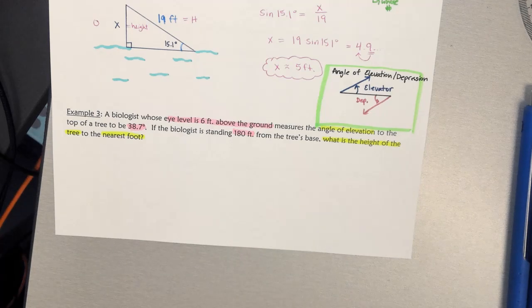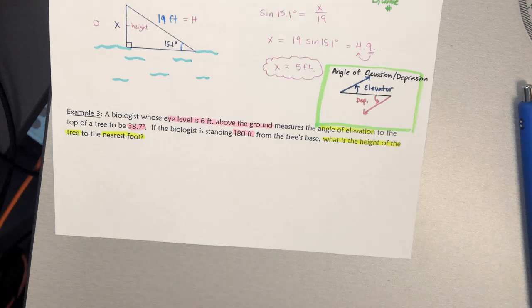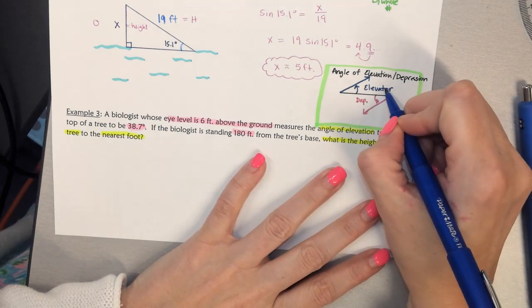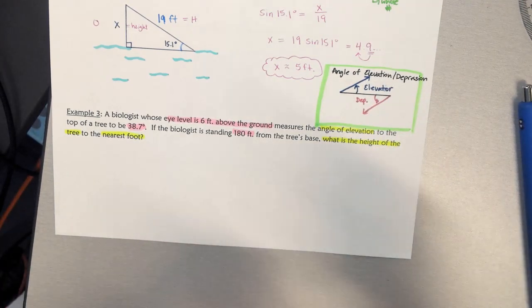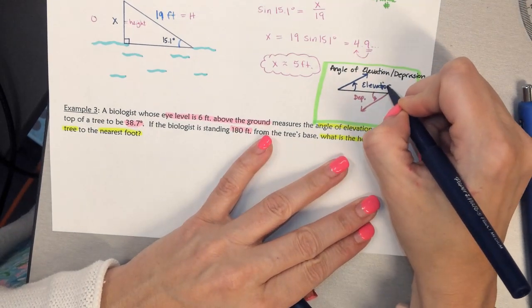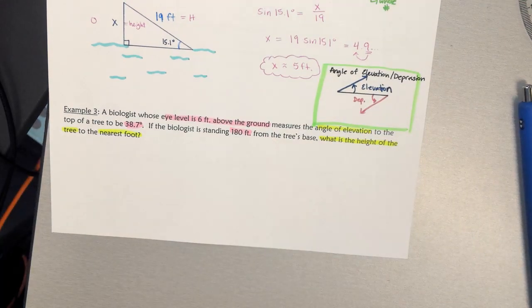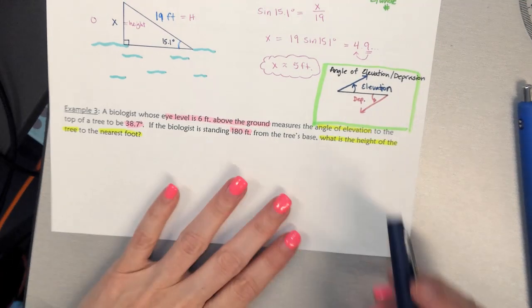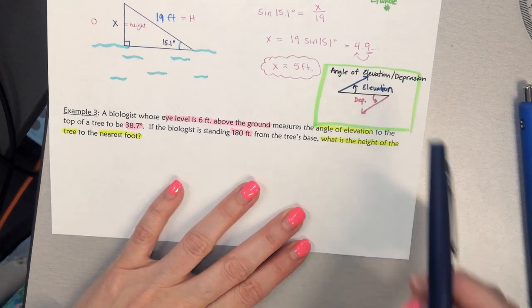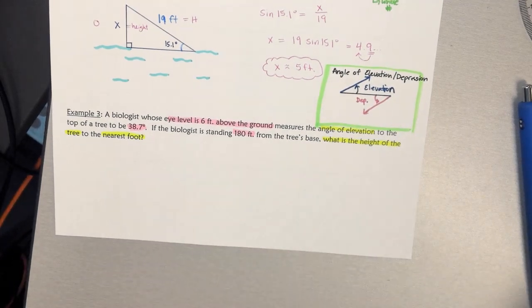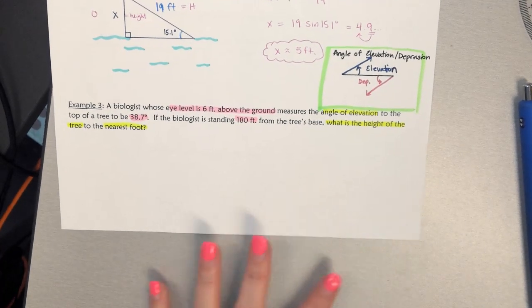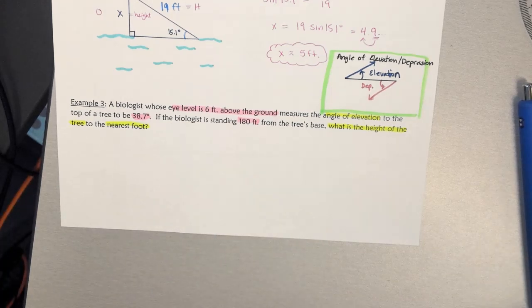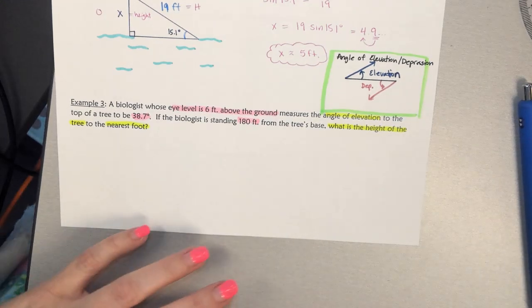Oops, I put elevator. And elevation. You can fix this. There we go. We just put the line there. Elevation and depression. So elevation goes up from the horizontal, depression goes down from the horizontal. Okay, so this problem has elevation. You will see angle of depression in your practice problems.